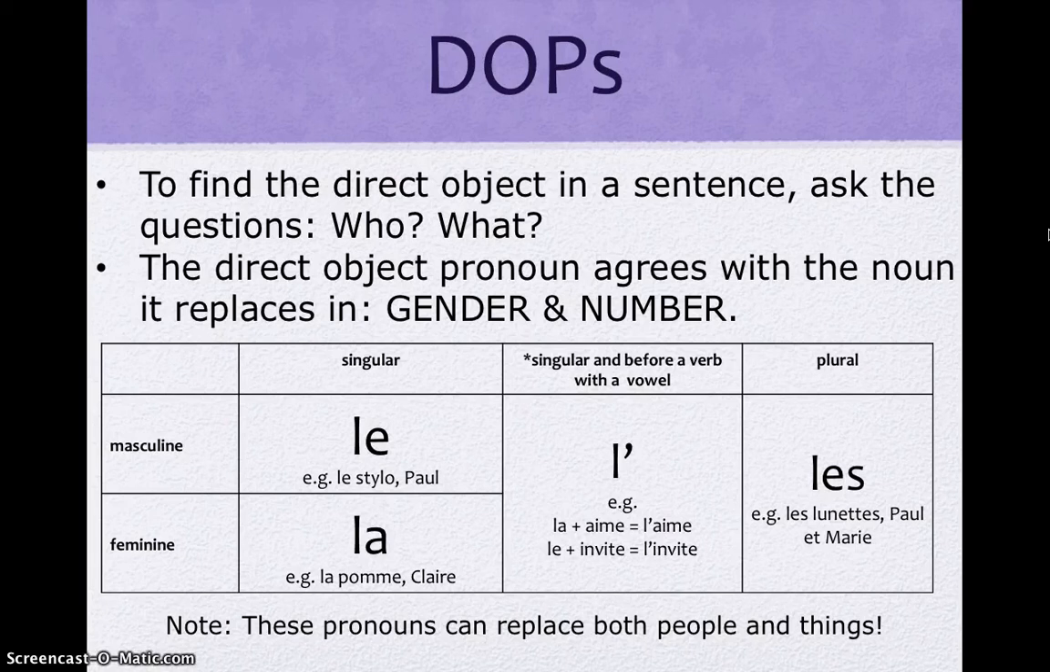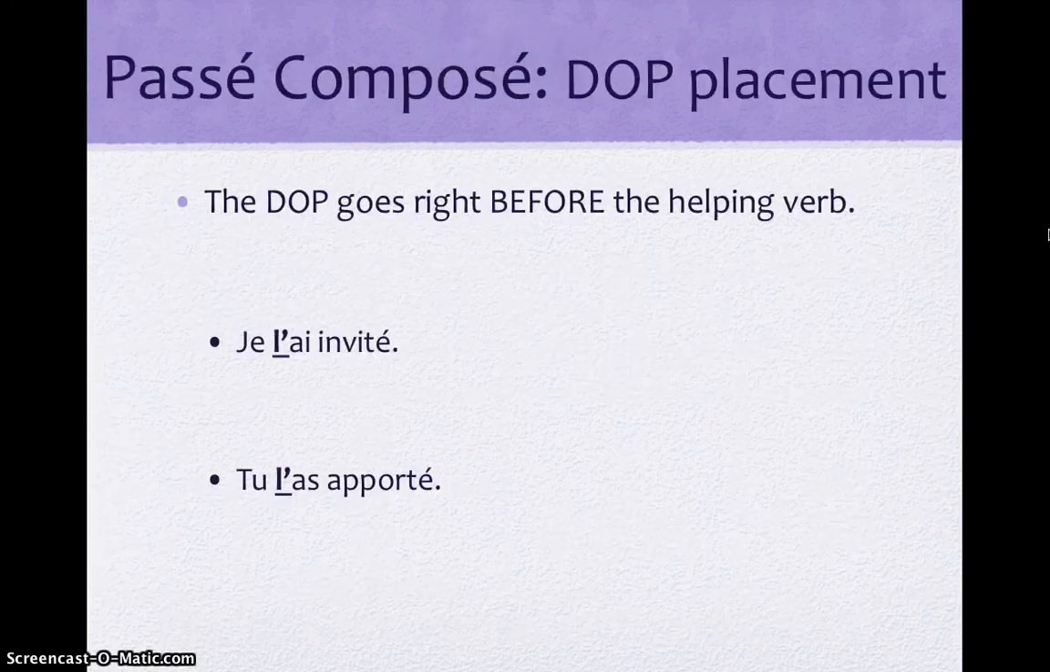So if the noun it replaces is singular and masculine, we choose le. Feminine and singular, we choose la. Singular and before a verb with a vowel, no matter if it's masculine or feminine, we choose l', and if it is plural, we choose les. And remember, these can replace both people and things.